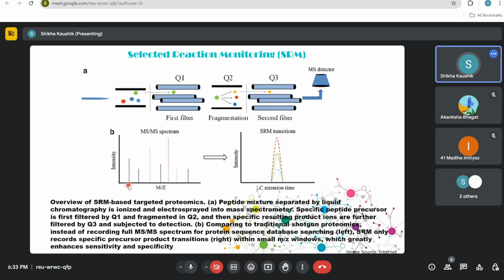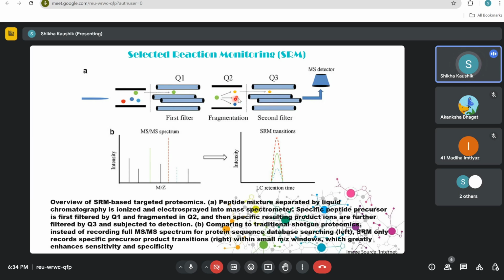Specific peptide precursor is first filtered by Q1. So here if you could see, they have filtered first one. फर्स्ट Q1 में ही हमारा पहला फिल्टर लग गया है कि हमें सिर्फ इस प्रोटीन को पढ़ना है. इन फिल्टर 2, this particular in Q2, this particular protein or precursor that we want to study going to get fragmented. So Q2 में fragmentation हुआ, then specific resulting product ions are further filtered by Q3.